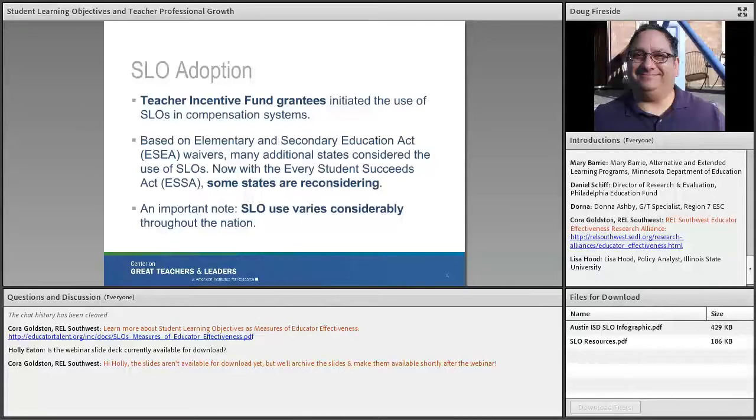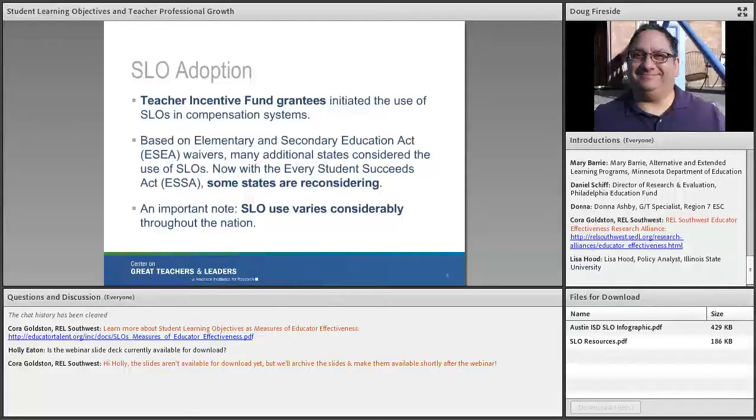Where did SLOs sort of come from? Well, there are a couple of places where they had been adopted a number of years ago, including Austin, Texas, which is why we're so glad Joanne is here. She's going to talk a little bit about the historical nature of SLOs within Austin. But really, they came into their own based on the ESSA waivers that many states were asked to sign on to.